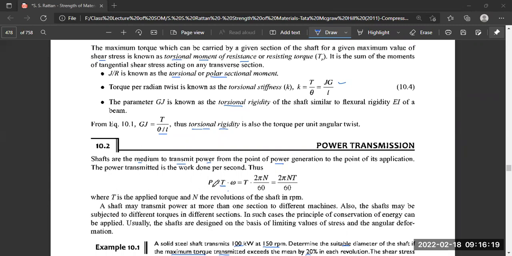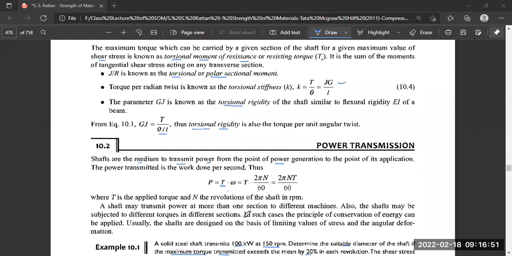You know from the definition of power that power is T, the torque, multiplied by the angle of twist in radians, which is 2 pi n divided by 60, where n is the RPM, or revolutions per minute, of the shaft. So this power becomes P = 2 pi n T divided by 60.